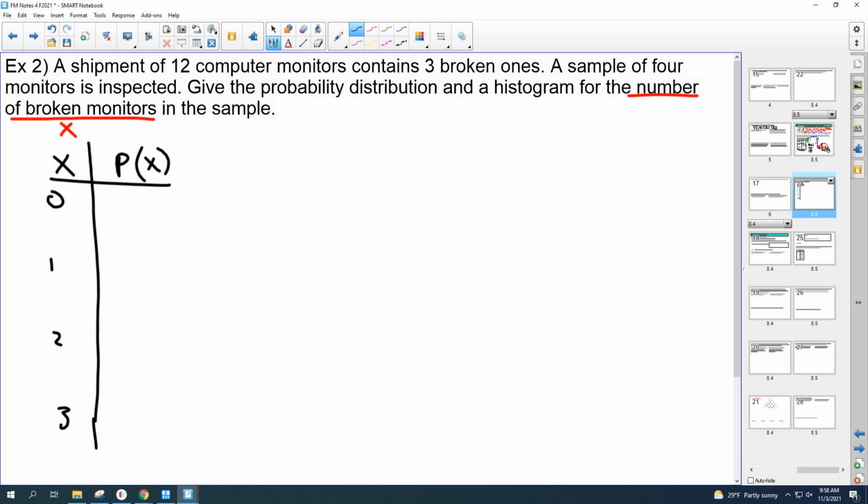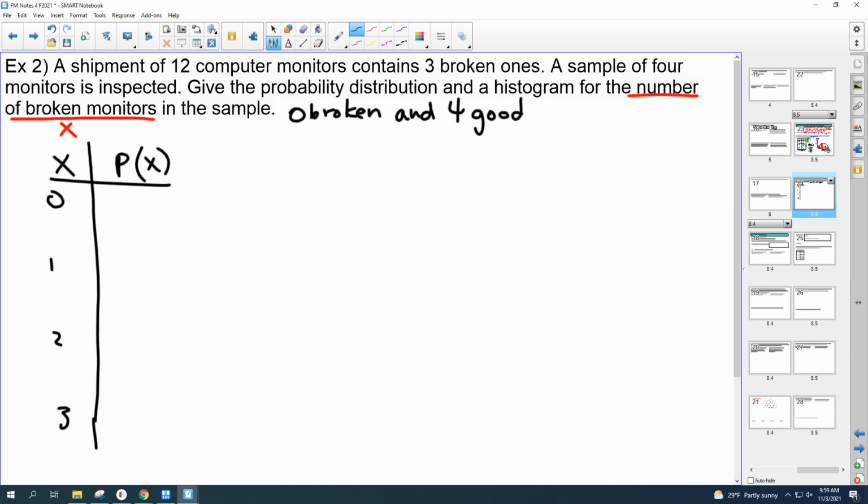All right. So think about if we're finding 0 broken monitors. We have to go back a couple of sections. We would have done problems like this in one of the previous sections. But we want to find the probability of 0 broken monitors. So think about what that means. 0 broken implies that 4 were good, right? If we're finding 0 broken, that means we're finding 0 broken and 4 good. We're picking 4 monitors, 4 of them are good, 0 of them are broken.